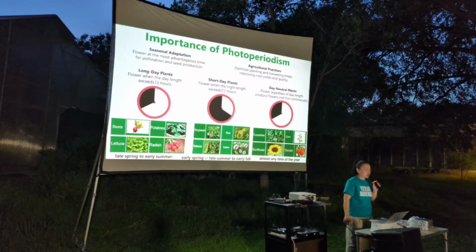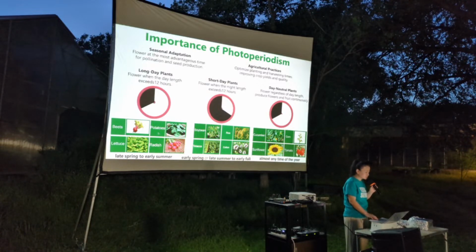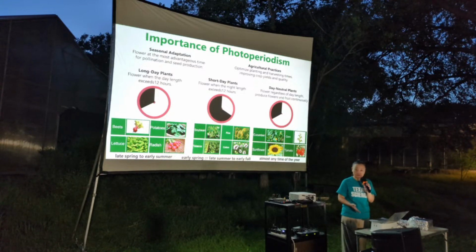Okay, let's look at the long day plants. We talk about the long day plants. They need a daytime longer than 5 hours. What kinds of plants belong to the long day plants? Beets, potatoes, lettuce and radish all belong to the long day plants. So when you plant those, you can choose late spring to early summer.